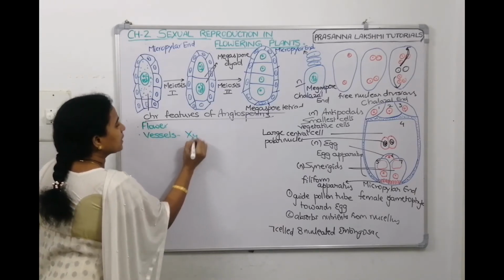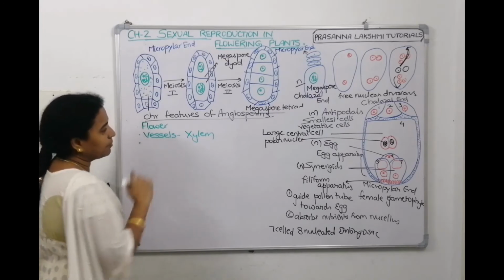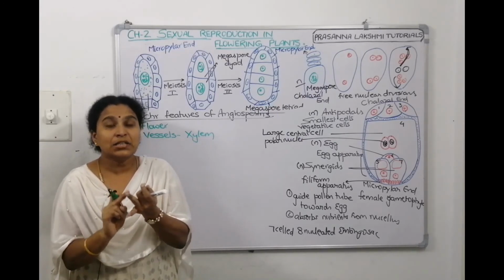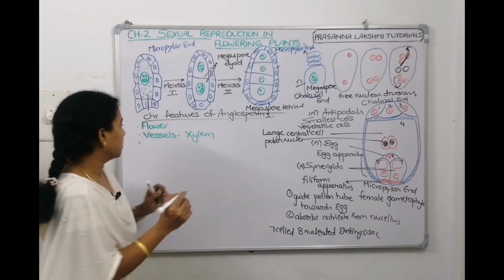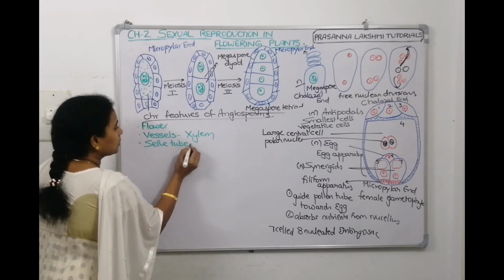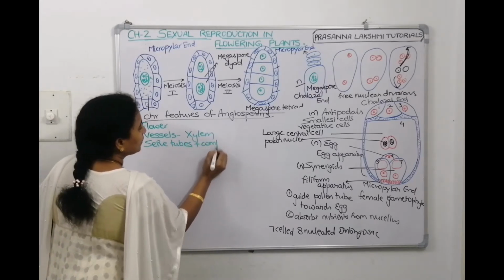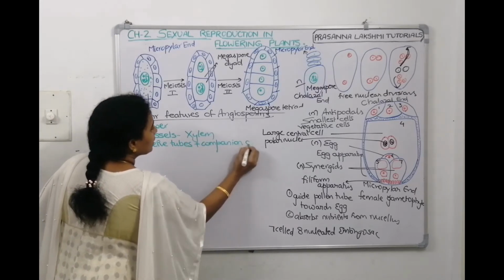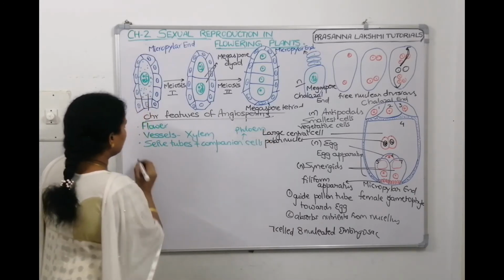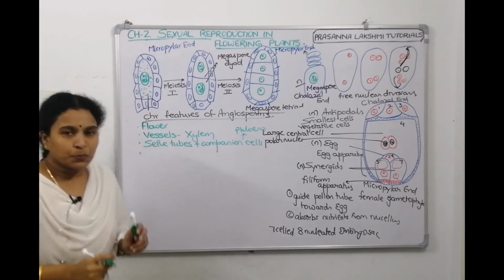Presence of vessels in xylem is a characteristic feature. This is the anatomical point of view. And presence of companion cells and sieve tubes is a characteristic feature of angiosperms. Sieve tubes plus companion cells, this is a phloem component, is a characteristic feature of angiosperms.